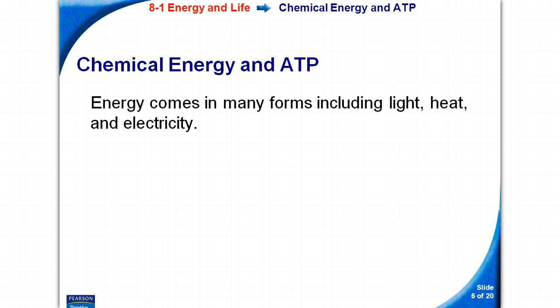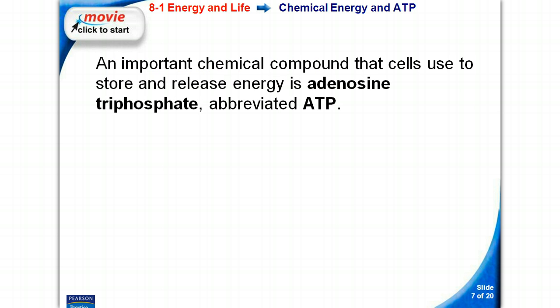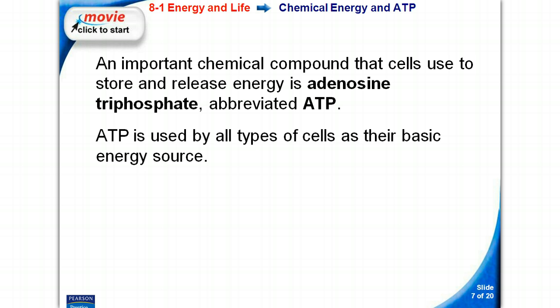Chemical energy and ATP. Energy comes in many forms, including light, heat, and electricity. Energy can be stored in chemical compounds. An important chemical compound that cells use to store and release energy is adenosine triphosphate, abbreviated as ATP. Alright, so pay attention to the ATP because we're going to see a lot of that. ATP is used by all types of cells as their basic energy source.